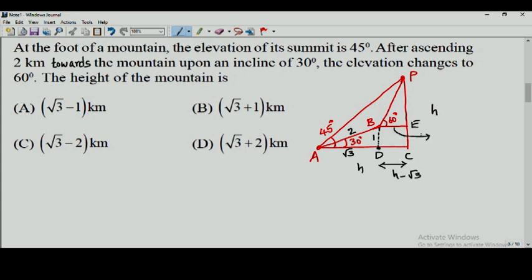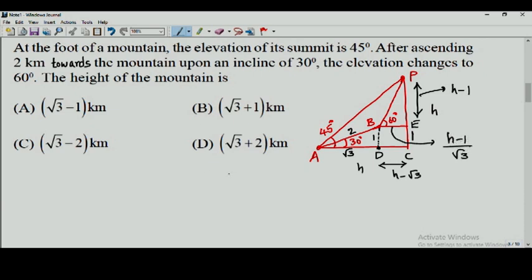Similarly, BE. Here if it is 1, we will find BE. BE will be PE by root 3. So what is the value of PE first? That is equal to H minus 1, because EC is equal to 1. So PE is H minus 1. So BE will be H minus 1 by root 3.